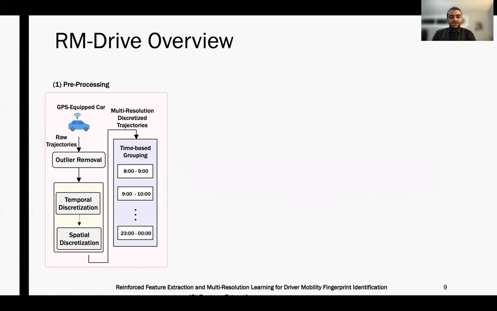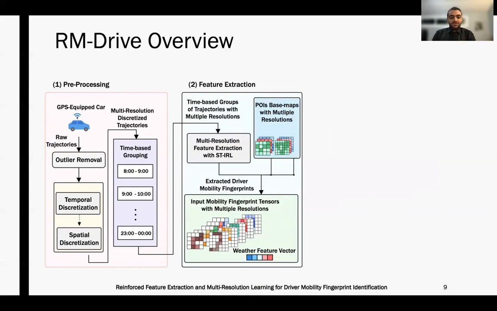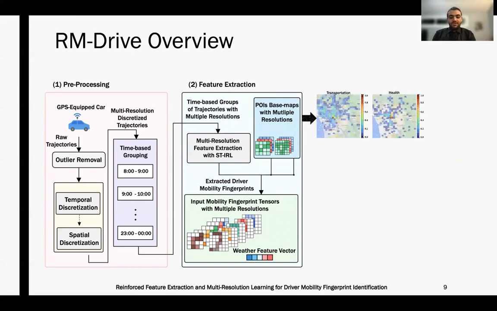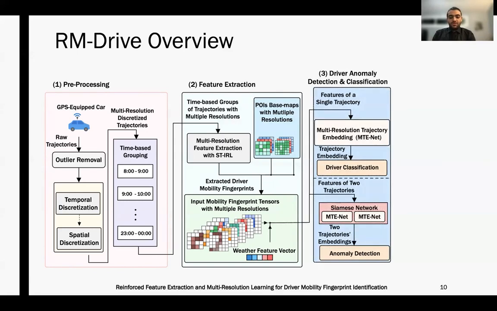So the next step is feature extraction, where we fit these trajectories into spatial-temporal IRL to extract multi-resolution features, which is then combined with the POIs to create the input mobility fingerprint tensors. So this would be the input to our neural network, multi-resolution trajectory embedding network, MTNet, which is used for driver classification and also used in a Siamese network architecture to perform anomaly detection.